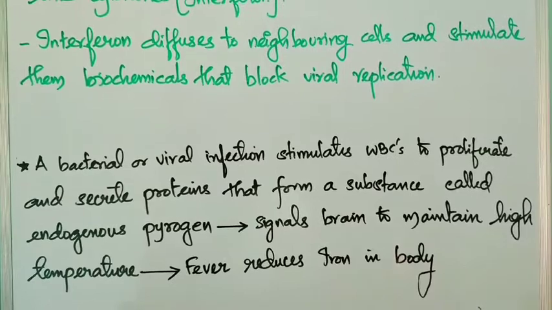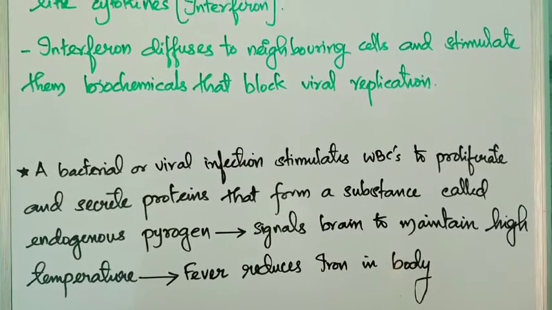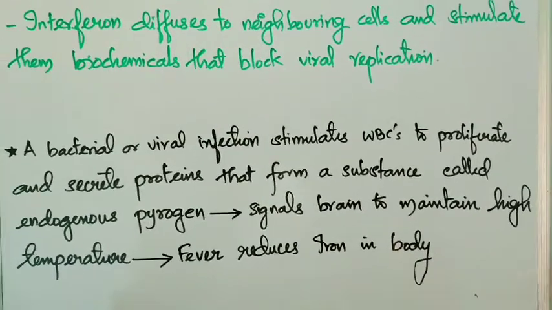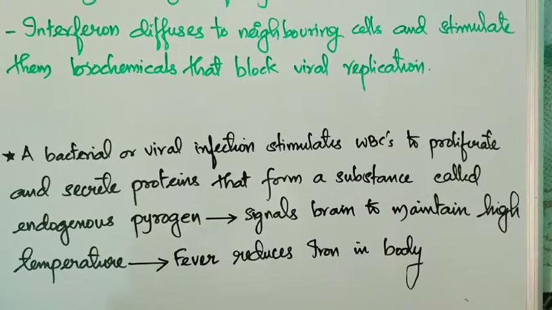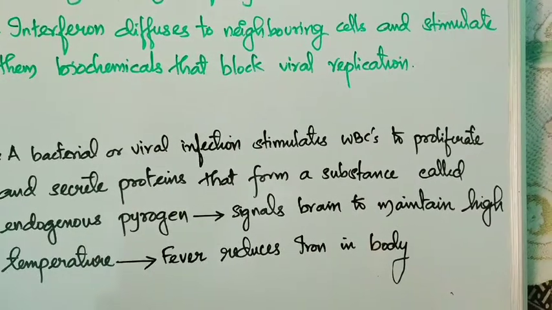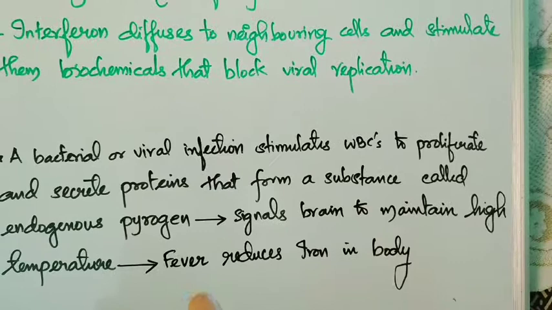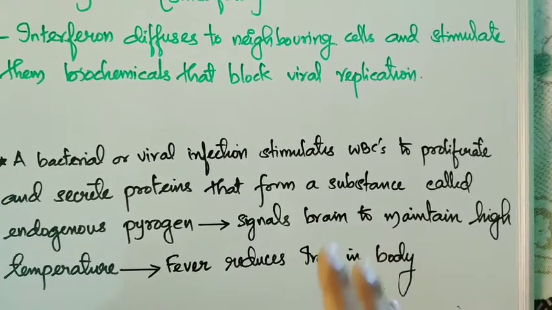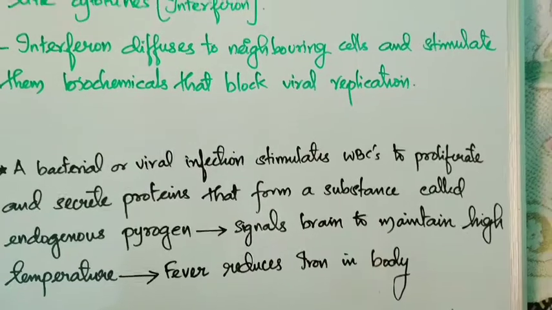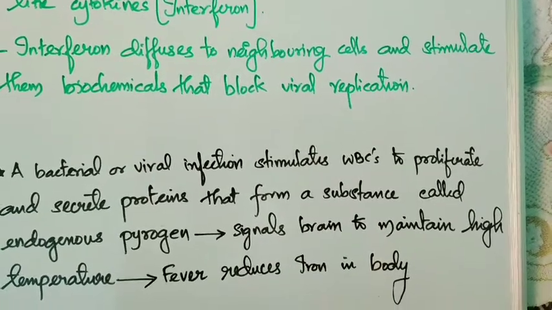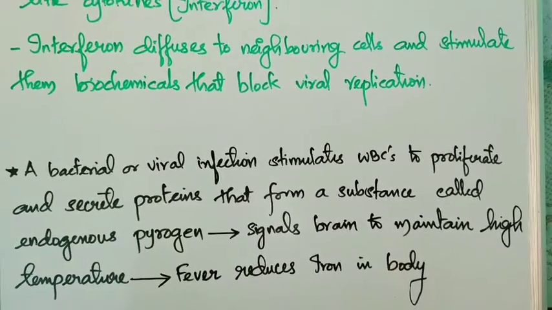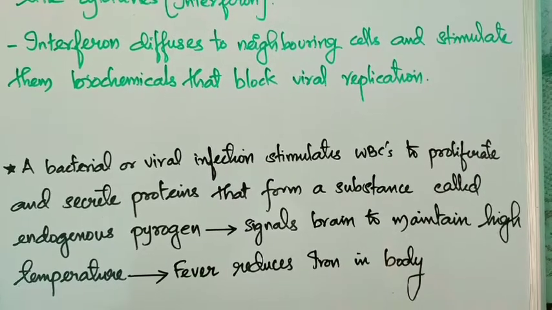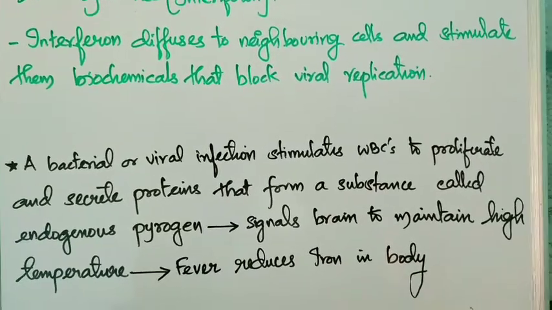Now this pyrogen will reset the thermoregulatory center in the brain. Our brain is what controls all body temperature. In the presence of pyrogen, the thermoregulatory center of the brain is reset such that the body now maintains a very high temperature. Because of pyrogen, our body now maintains a high temperature, and that high temperature is what we call fever.